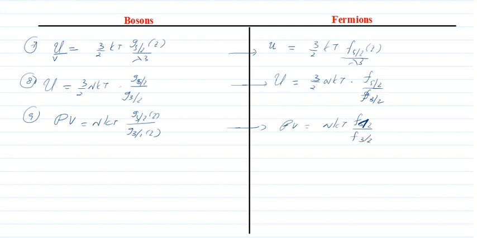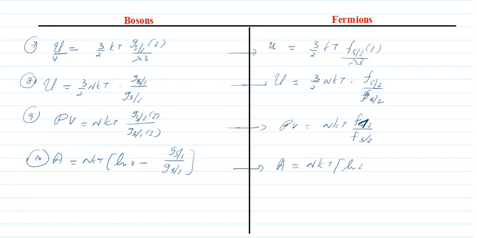In the same manner, the Helmholtz free energy A is equal to NKT into log of fugacity minus g_{5/2} divided by g_{3/2}. That was the expression for bosons. Here the Helmholtz free energy is equal to the same NKT into log of fugacity minus f_{5/2} divided by f_{3/2}. So that is the comparison of the equations of state or the corresponding derivations in the case of ideal Bose and ideal Fermi systems.